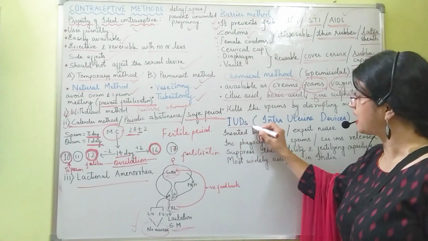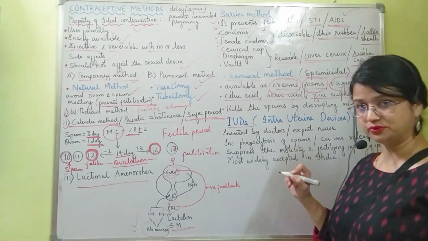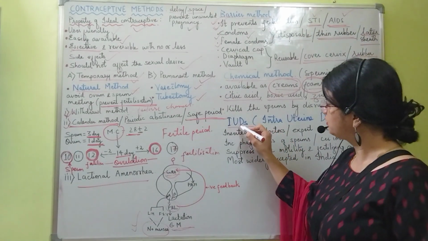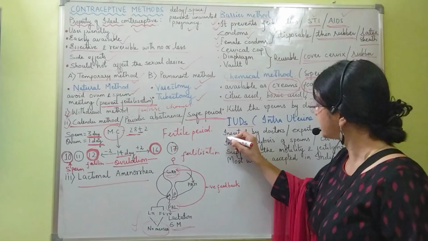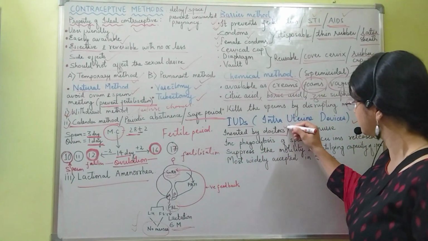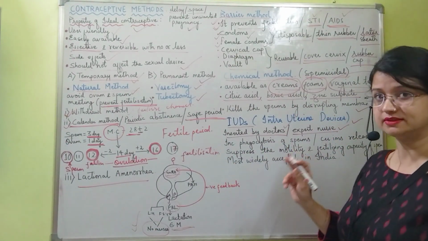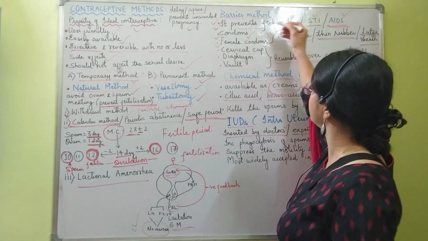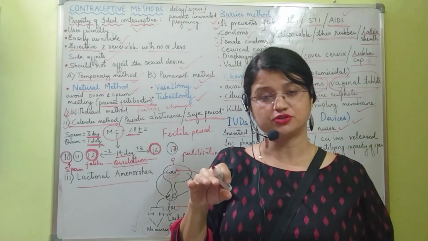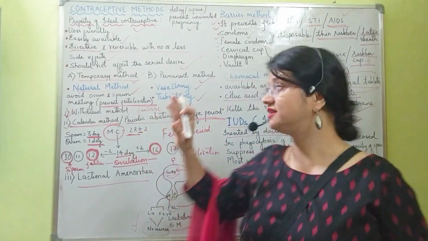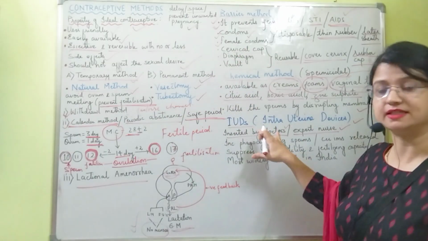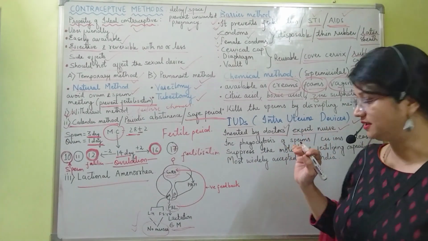Next we will discuss IUDs. Very, very important, IUDs, that is intrauterine devices. Now these intrauterine devices are inserted by doctors. We cannot insert them ourselves. It is inserted either by doctors or by an expert nurse, that is IUDs. But in the barrier method, we use condoms, cervical caps, all of which can be self-inserted. So there is no need of a doctor or nurse. We can insert these ourselves. But in the case of IUDs, it is inserted either by the doctor or by an expert nurse.